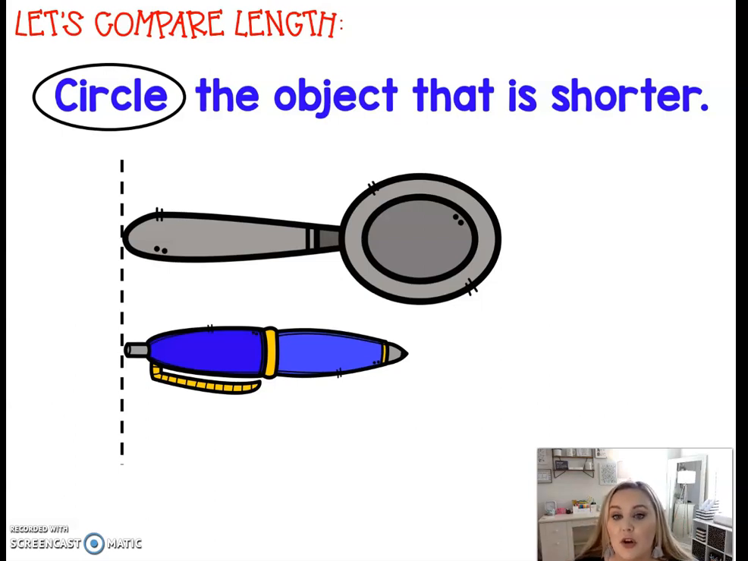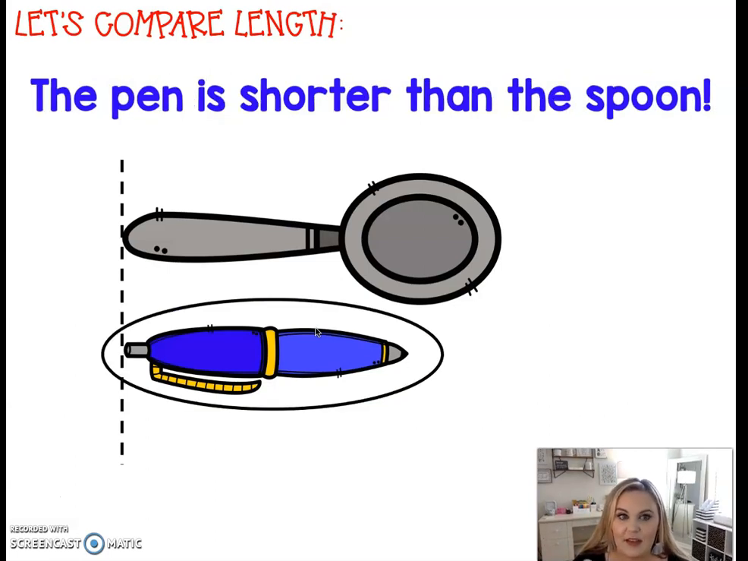So we're going to circle the object that is shorter. I want you to look at these 2 objects. Which object is shorter? Go ahead and put a big circle around the one that is shorter, an air circle. Did you circle it? The pen is shorter than the spoon. Go ahead and read that sentence with me. The pen is shorter than the spoon. So we put a big air circle around the pen.